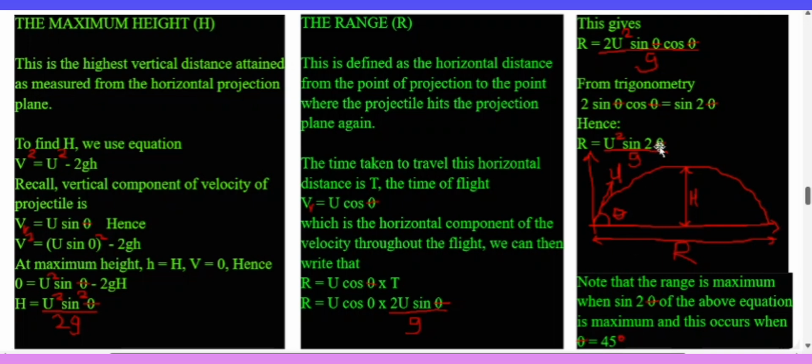If I put theta to be 45 degrees in this equation, that will give me 2 times 45, which is 90, and sine 90 is 1. So at that point I will be left with u squared divided by g. That's when I will have my maximum range. So if the projectile is projected at an angle of 45 degrees to the horizontal, that is when I will have the maximum range.